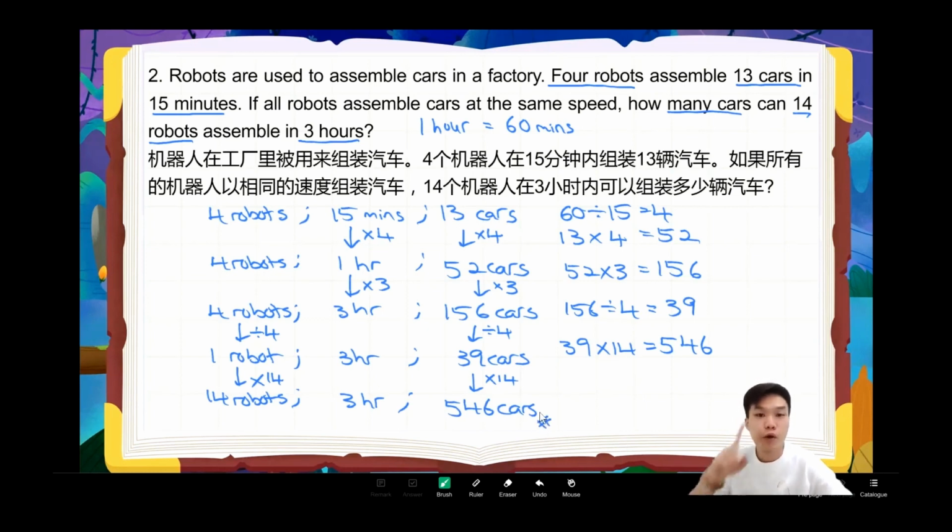You need to find one unit first, which means one robot in 3 hours' time can assemble how many cars. Then we calculate according to the question given, which is 14 robots.